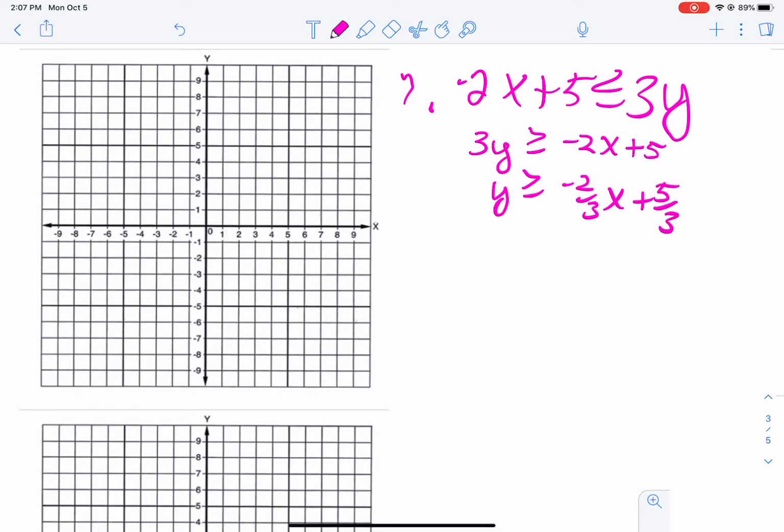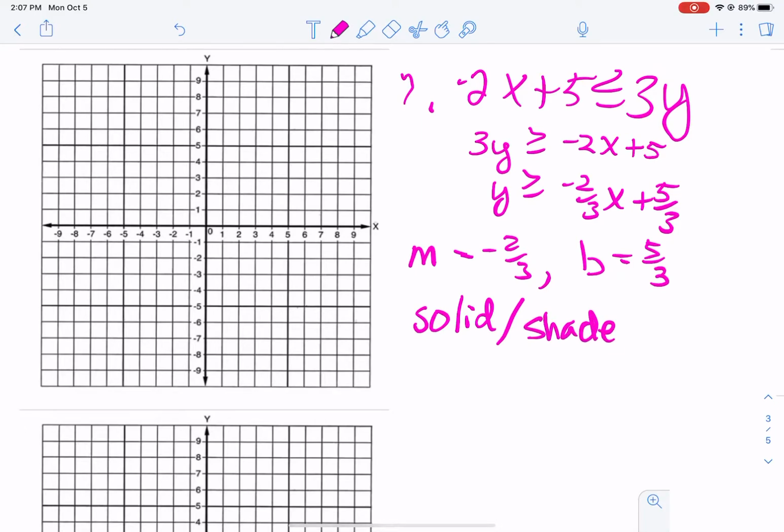Now that's a linear inequality, so we're going to graph the line with the slope of negative 2/3 and the y-intercept. I said slope of negative 2/3, I'm sorry, I wrote a b. With the y-intercept of 5/3. Because of this symbol, we are going to make it a solid line, and we are going to shade above it. Greater than goes above it.